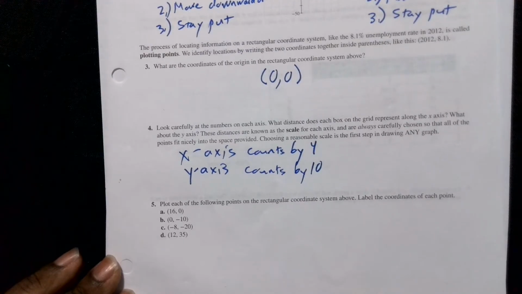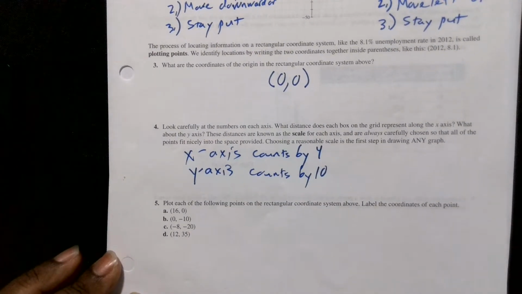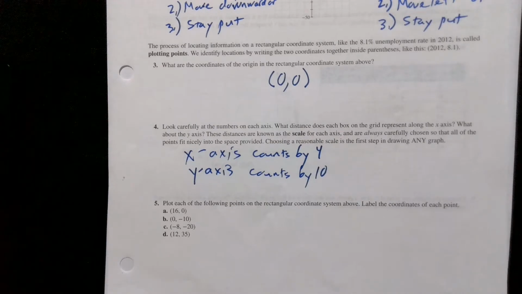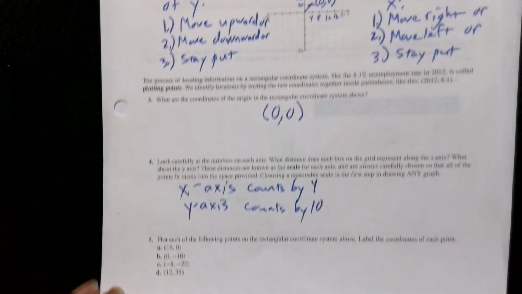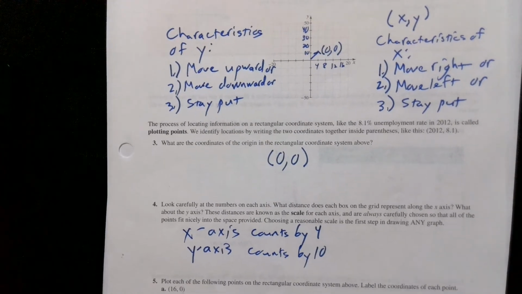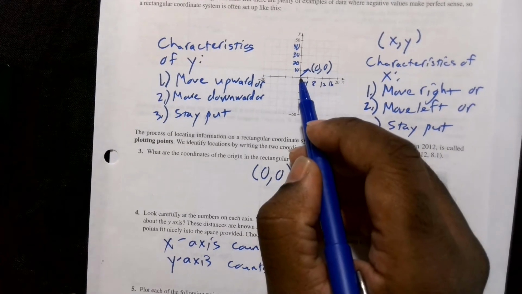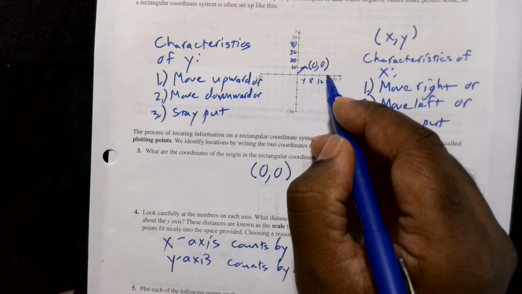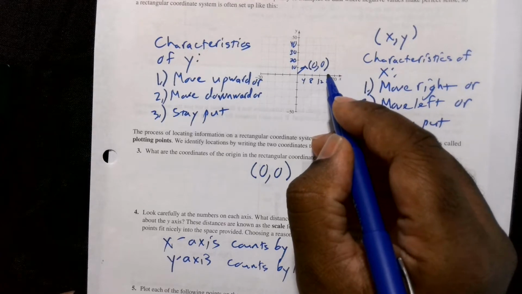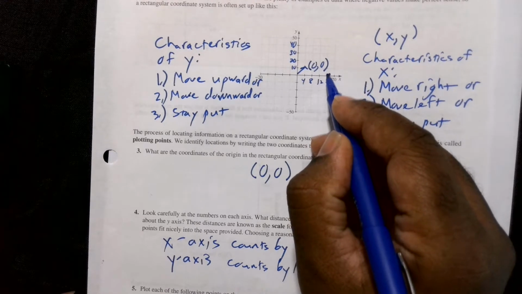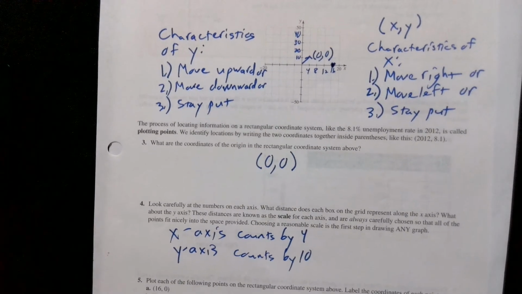Okay, number 5. It says plot each of the following points on the rectangular coordinate system above. Label the coordinates of each point. Okay, now they wanted us to plot these points on a graph that was given to us above, and I kind of marked all over it, but we could still use it. Okay, A is (16, 0). So we start here at the origin, and we go to 16, which is on the x-axis, because x always is plotted first. And since y is 0, we will plot here. So that is our A.